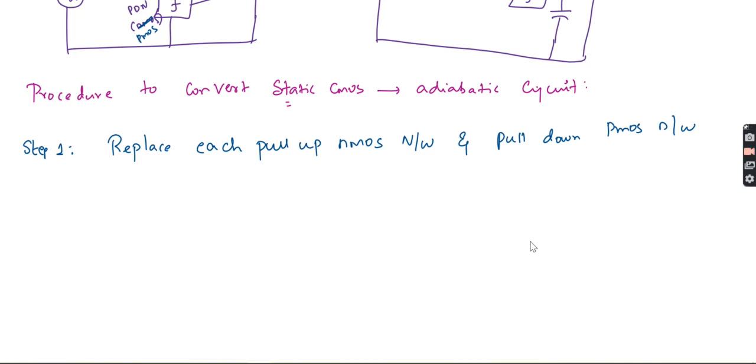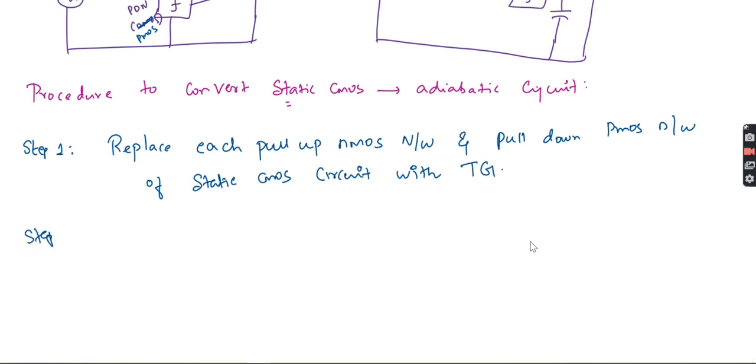But generally, if I want to say it for a static CMOS circuit: replace each pull up NMOS network and pull down PMOS network of a static CMOS circuit with the transmission gates, that is TG. First step is what you have to do. You have to replace the pull up network and pull down network with the transmission gate. First step. Simple, just make it in this way.